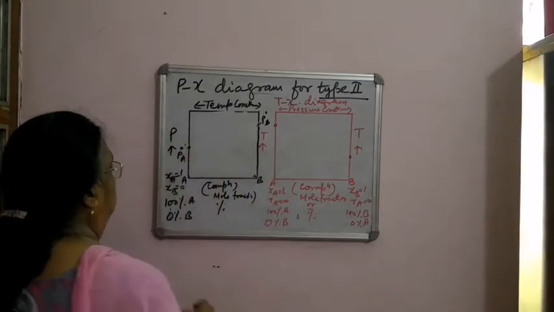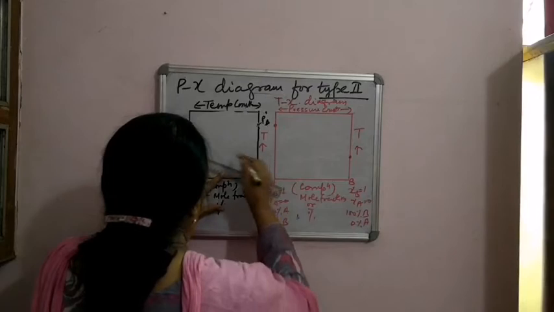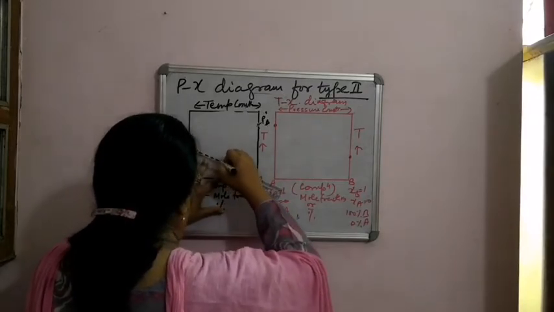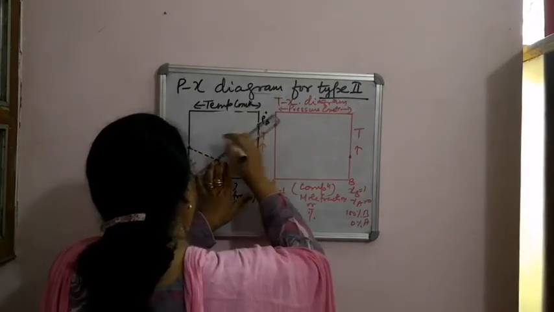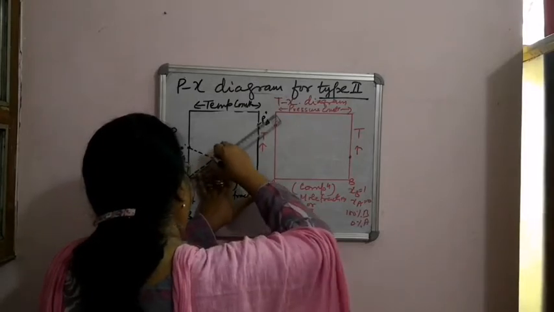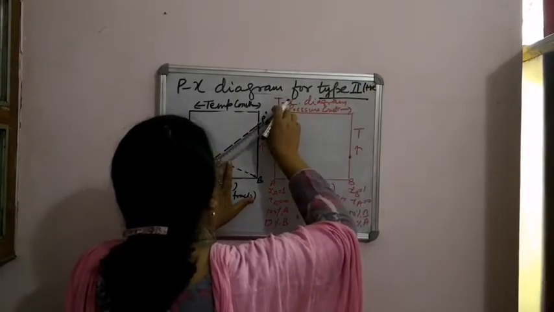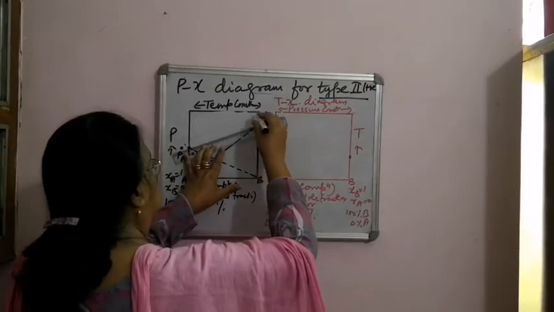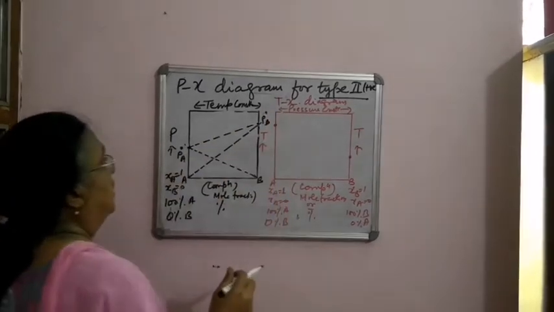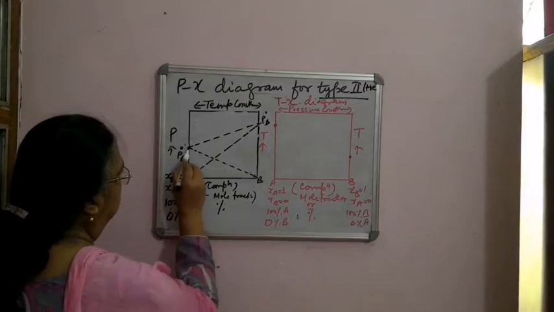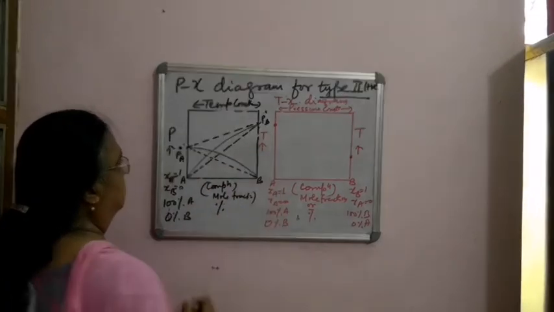So this is P naught A, and so in type 2, again, you will have to first take the ideal solution condition for the PX diagram, because we have to compare. Type 2 is also showing positive deviation, and this is your ideal solution. A straight line we have obtained. So when it is type 2, we have this above it.